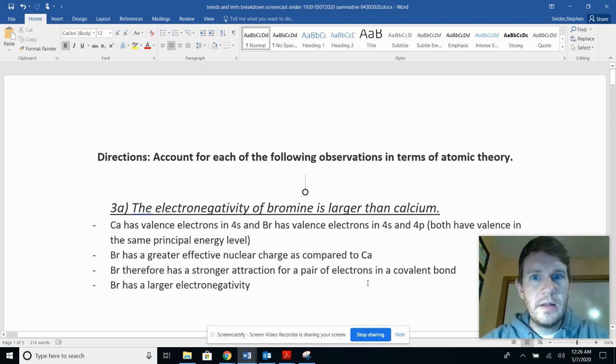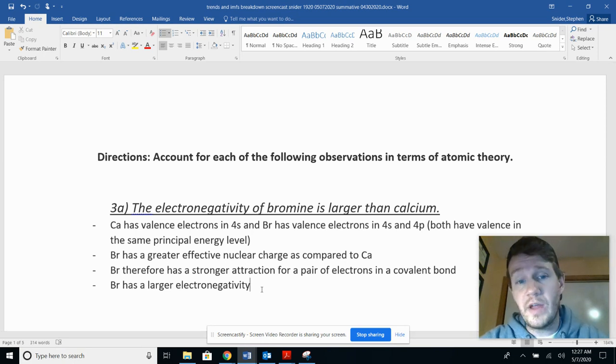Hey guys, today I want to go ahead and deconstruct our recent summative assessment that we had on April 30th, 2020. In particular, I want to go over questions 3A, B, and C that all deal with periodicity or trends on the periodic table. And then from there, I want to take a look at 5C, that is an intermolecular attractive force type question that's comparing butanoic acid to decane.